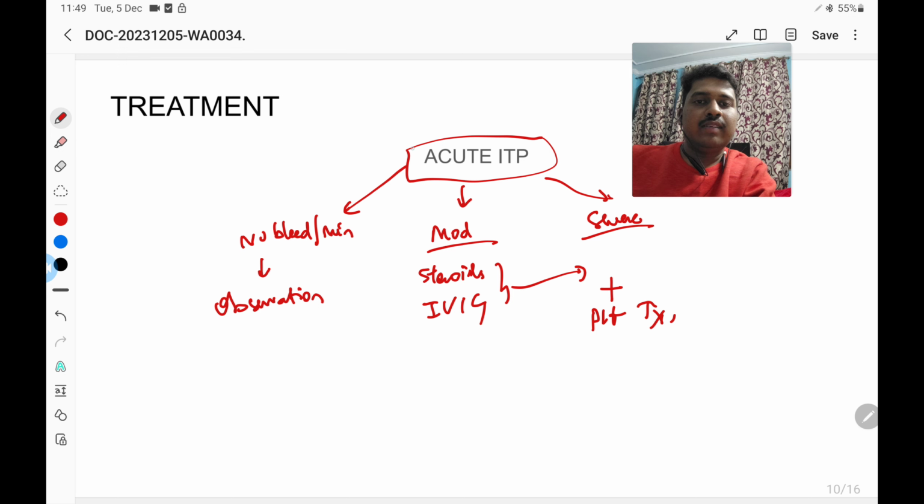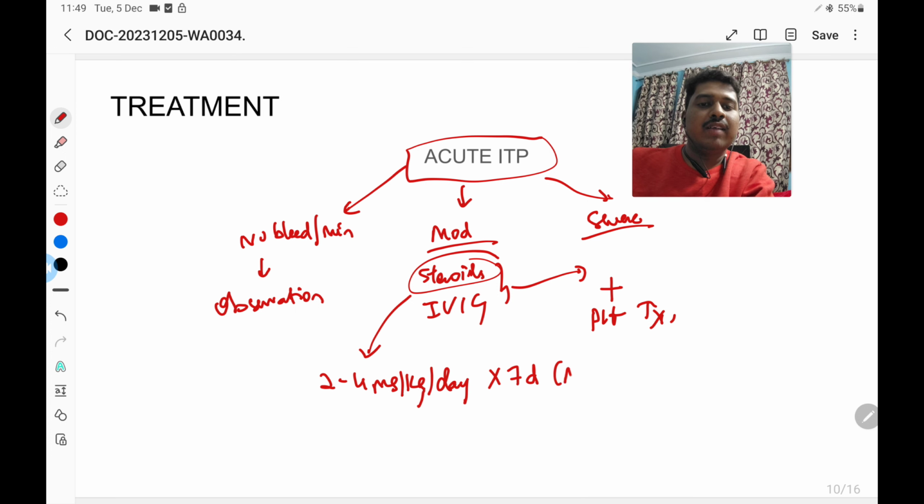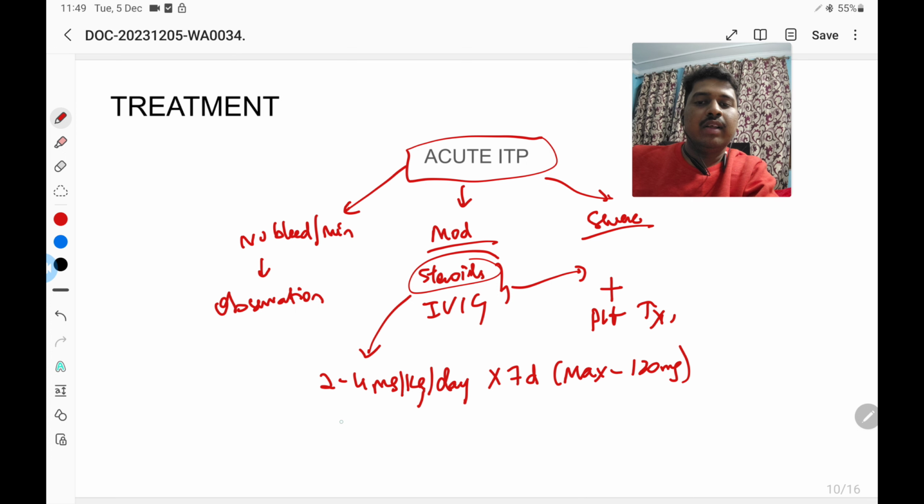Being a UG student, this is enough for you to know, and this is what the examiner expects you to write in the exam. But if you're a PG student, you have to write the dose of steroid. Dose of steroids is 2 to 4 mg per kg per day for 7 days. And maximum dose is 120 mg. And IVIG you will give at 1 gram per kg per day for 2 days.